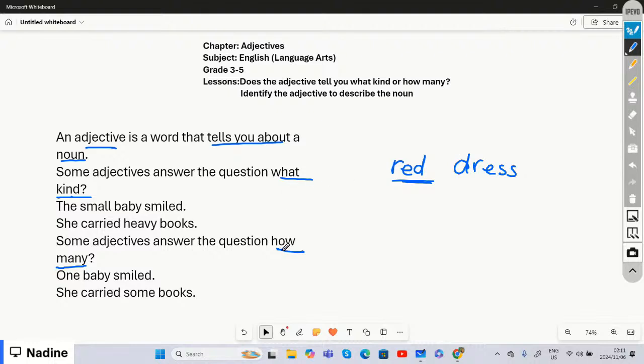Or if we, for example, have girl as our noun, and now we say two girls. Now the question is, how many girls? Because remember, we said that our adjective either asks questions like what kind or how many. What kind of dress? How many girls?